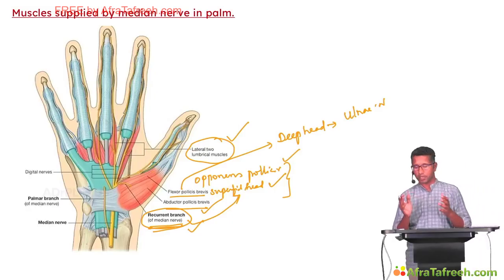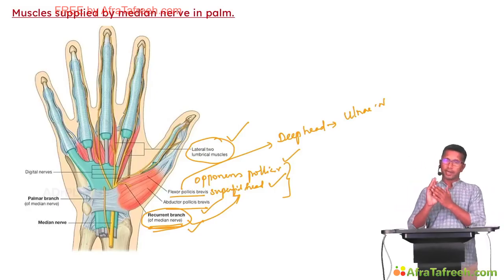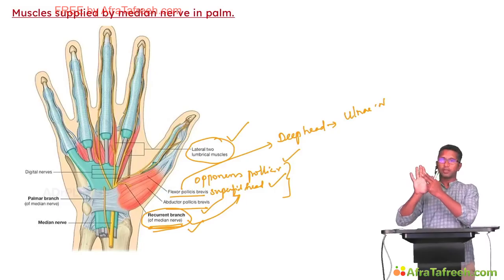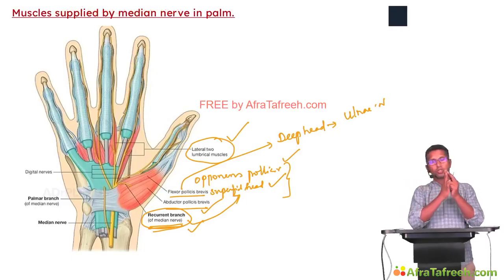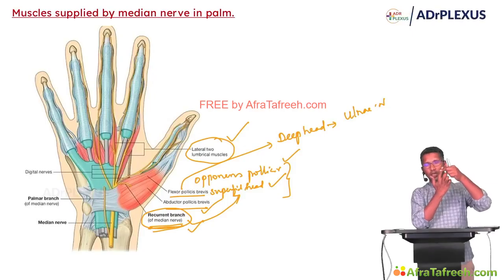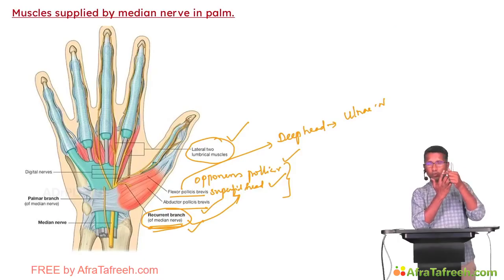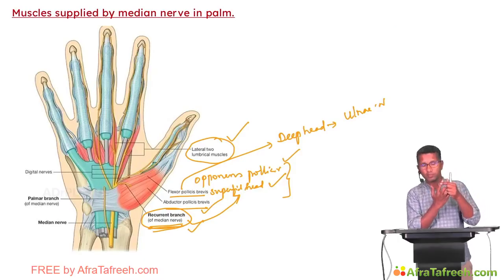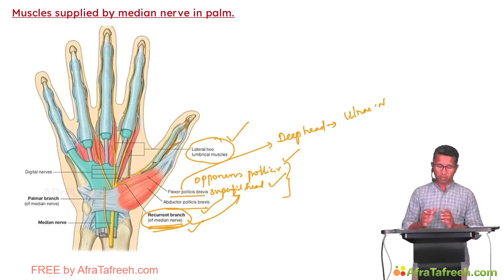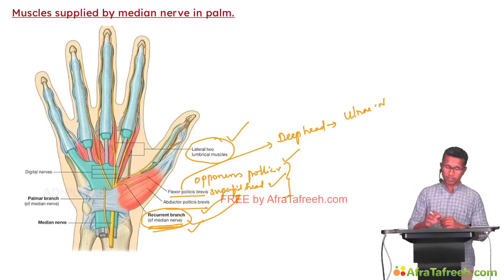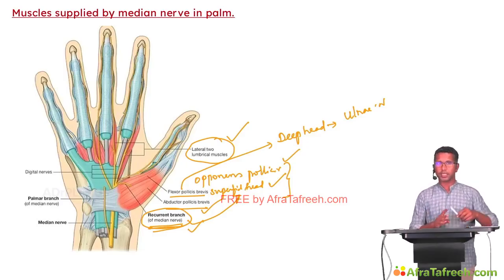Okay, and the sensory supply to the palm is the lateral three and a half fingers. So the lateral three and a half fingers are supplied by the median, and this median doesn't stop here. It goes to the dorsal aspect also, and it supplies the dorsum of the lateral three and a half fingers up to the level of the middle phalanx, okay. So this is about the supply of the median. This is how the median supplies the forearm and the palm region.